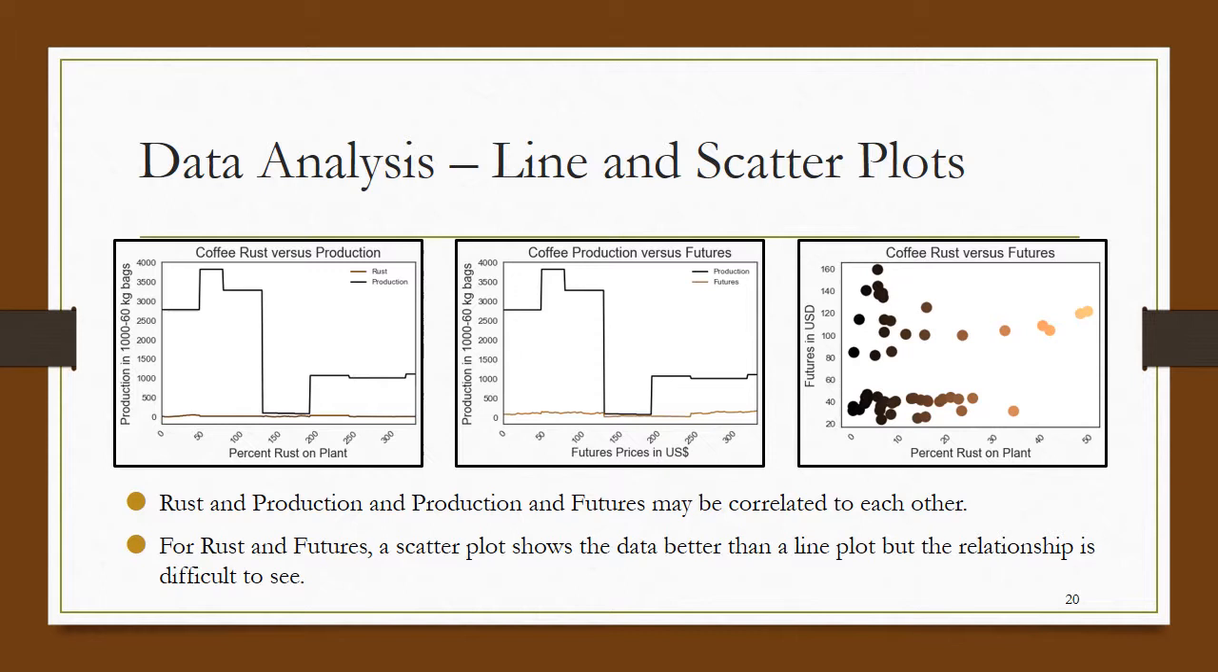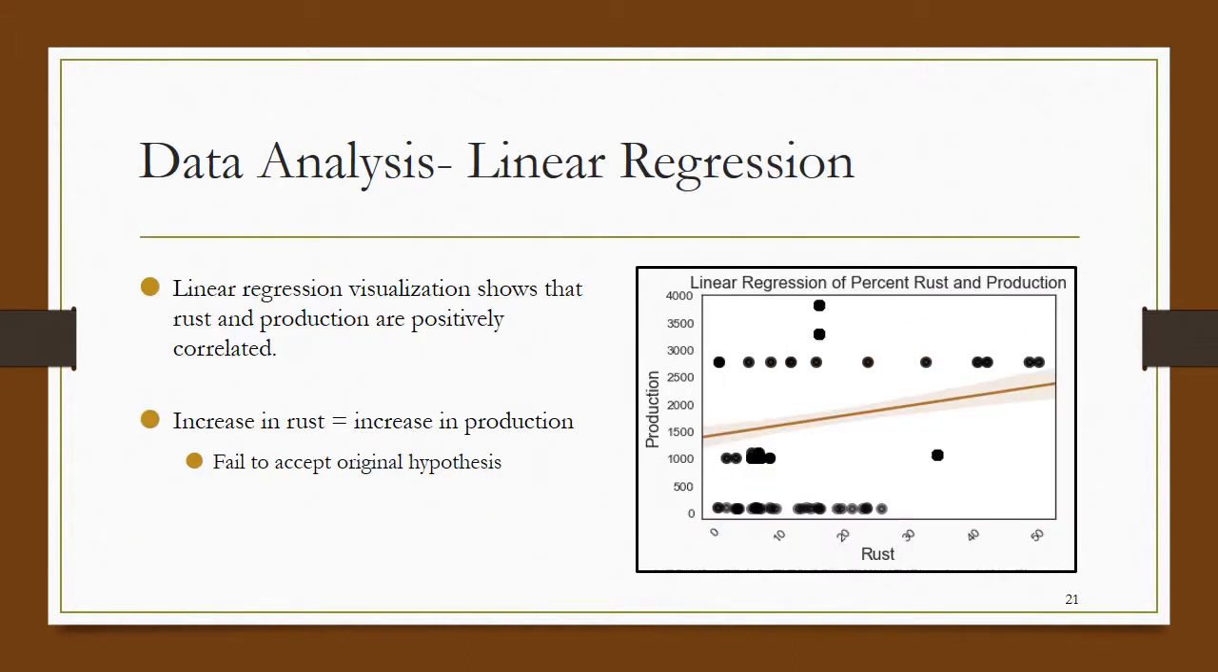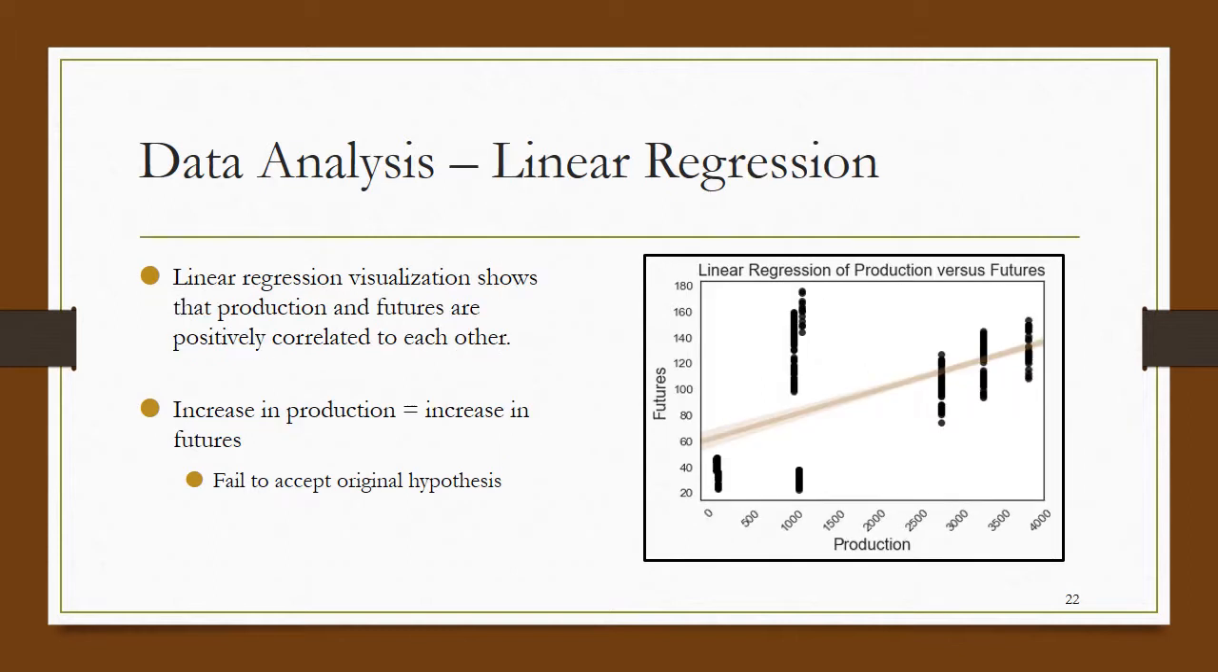it's difficult to say. For rust in futures, a scatter plot was used rather than a line plot, but this relationship is difficult to see. After the line and scatter plots, I created a linear regression visualization between percent rust and production. This plot shows an increase in rust means an increase in production. I failed to accept the original hypothesis that an increase in rust means a decrease in production.